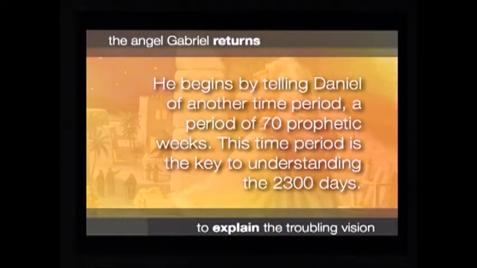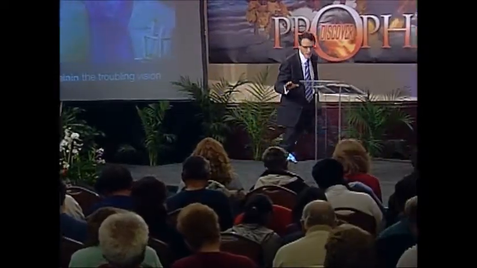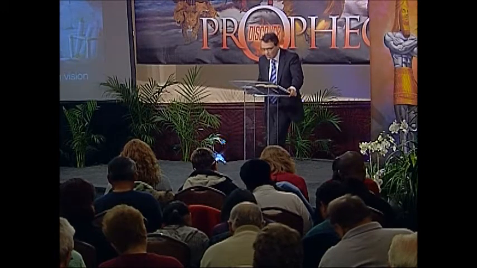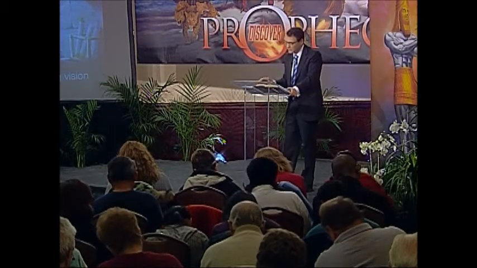That's what you'd write in there. 70 prophetic weeks or 490 prophetic what? Days. Now, how did we get 490? 70 times 7. So far, so good. Piece of cake. See, you're getting it. According to the angel Gabriel, this was a time period specifically allotted to the Jewish nation.